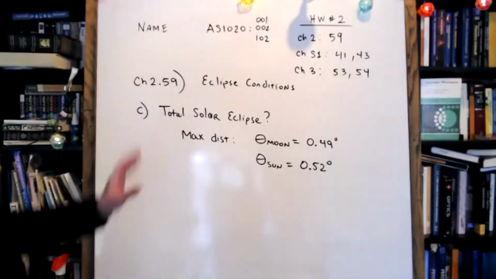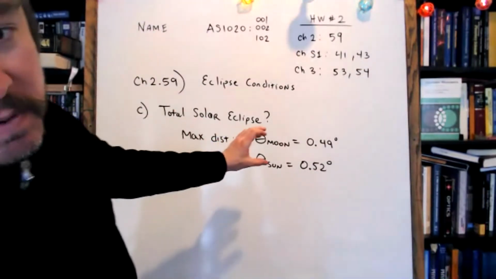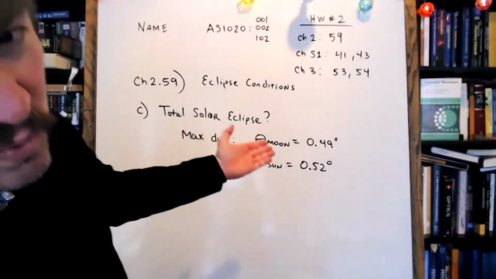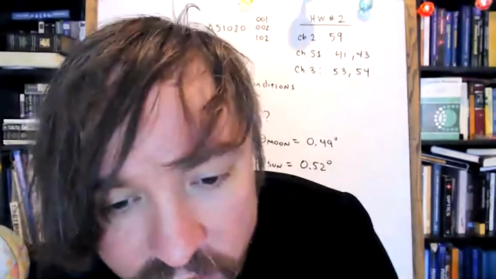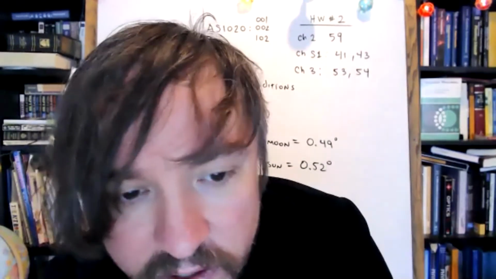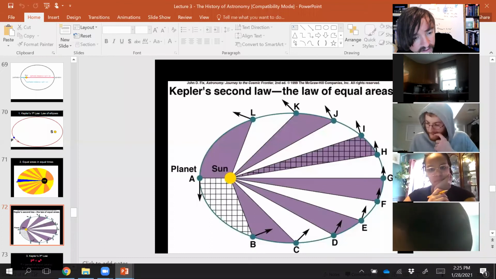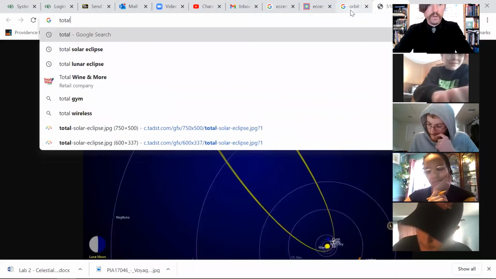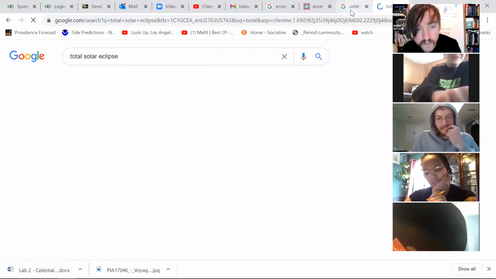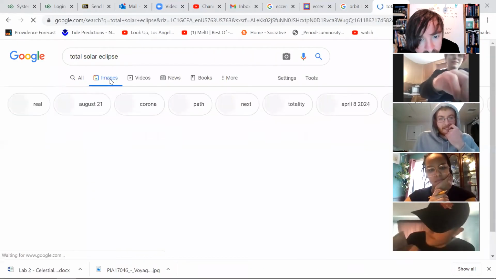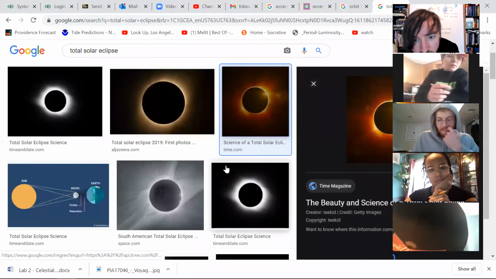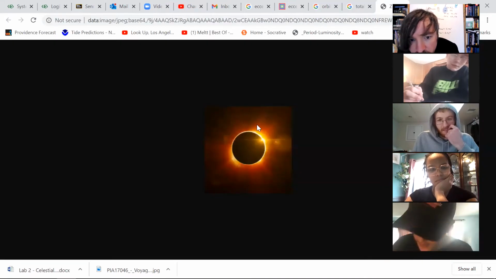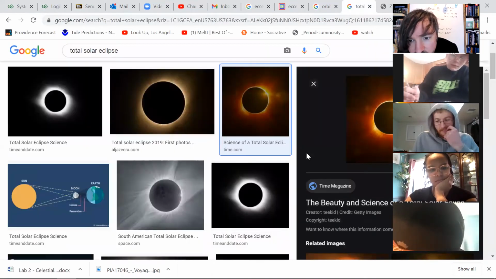Okay. So what do you guys think? At maximum distance, this is the angular size of the moon. That's the angular size of the sun. Can we have a total solar eclipse? I want to remind you guys what a total solar eclipse looks like here. It's where the moon completely blocks the sun. A total solar eclipse sort of looks like this, right? It's a pretty cool pic. I'd like the big version though.